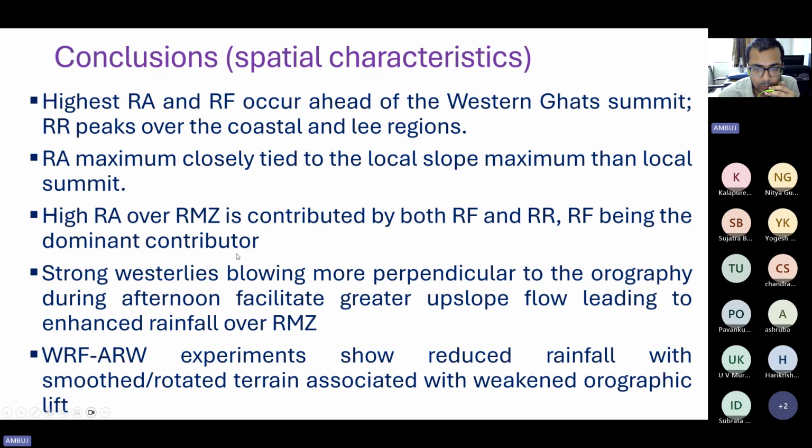Strong westerlies blowing more perpendicular to the orography during afternoon facilitate greater upslope flow, leading to enhanced rainfall over RMZ. And WRF ARW experiments also support this hypothesis. It shows reduced rainfall with smoothed or rotated terrain, which is associated with weakened orographic lift.